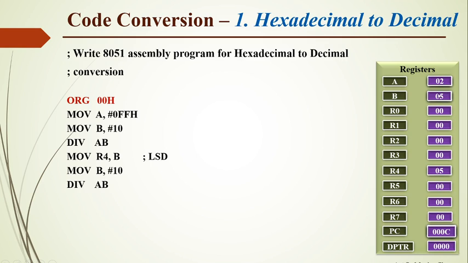So here we are collecting this remainder, that is the second digit, and the MSD digit, into registers R5 and R6. We are moving the second digit that is available in B into the R5 register, and the MSD digit that is available in the accumulator will be stored into register R6. So here we get the equivalent decimal number, that is 255. So this is nothing but the hexadecimal to decimal conversion.